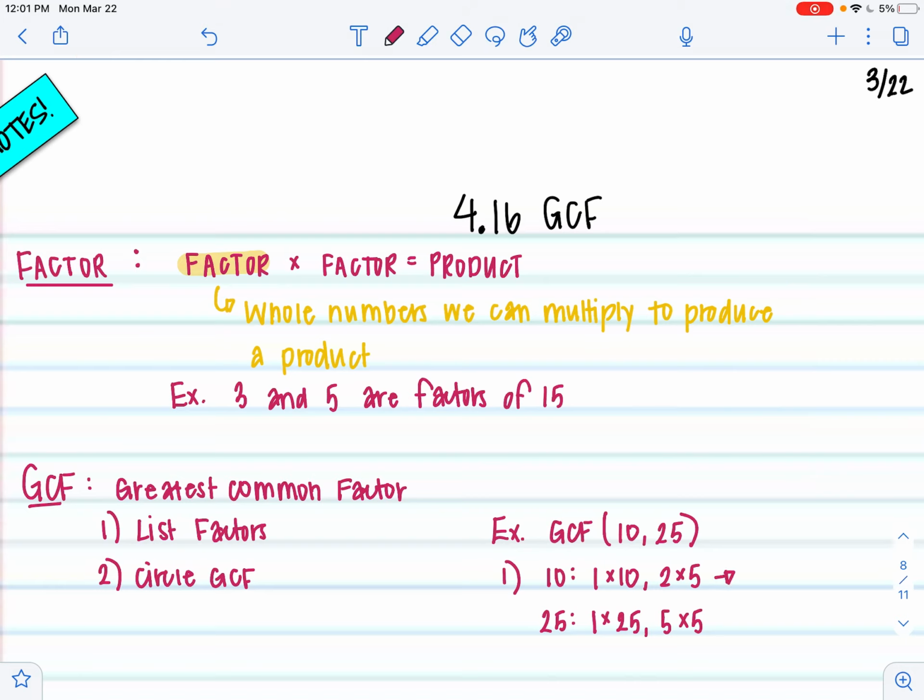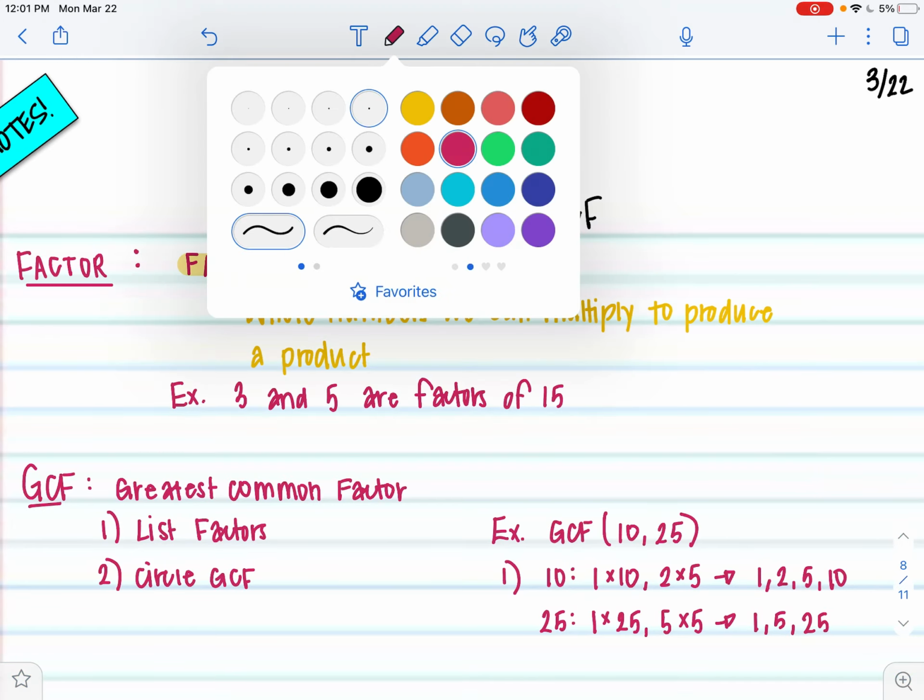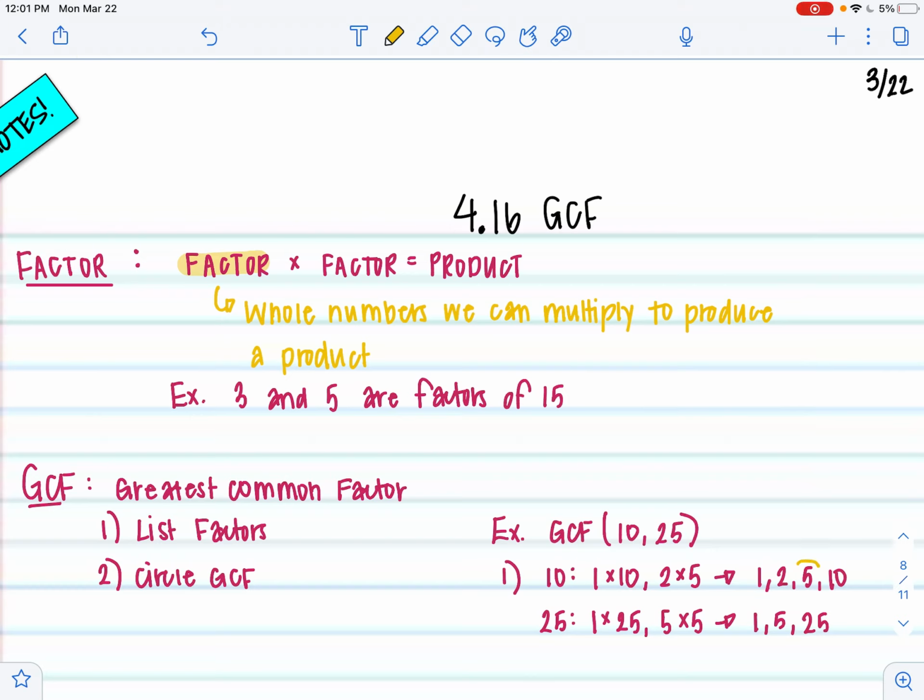I'm going to clean up what I have so I can write it in a neat list from least to greatest. 1, 2, 5, 10, and 1, 5, 25. And I can pretty clearly see that the largest number that shows up in both lists, the greatest number that they have in common, is 5. So I'll just go ahead and write down for step 2, my GCF is equal to 5. It's the greatest factor that both numbers have in common.